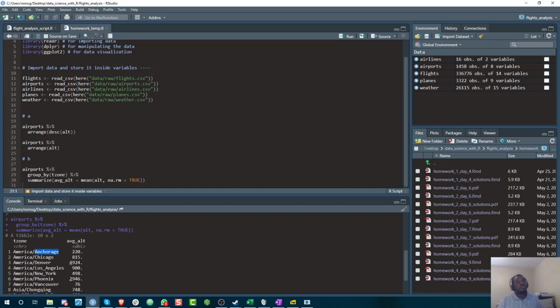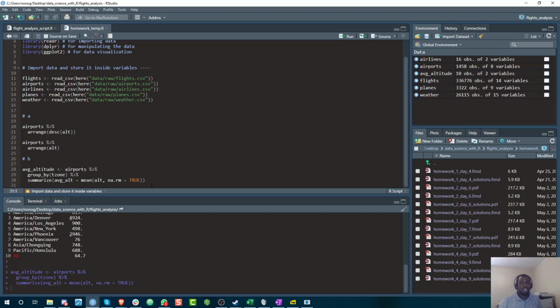Now we are going to use this data set to answer some questions. One good thing to do here would be to store this data set in a variable, and then use that variable to answer the questions. So let me just call this average altitude. That's going to be the name of my data set.